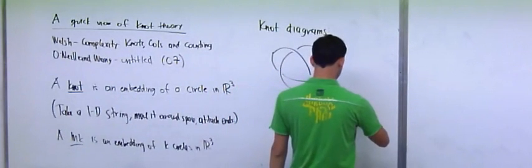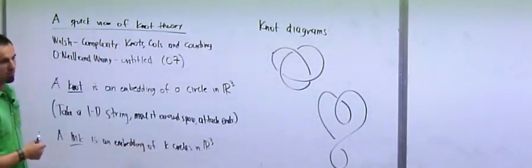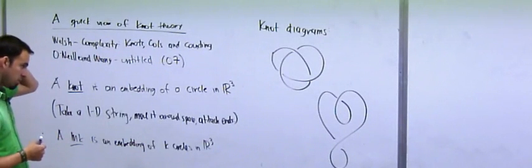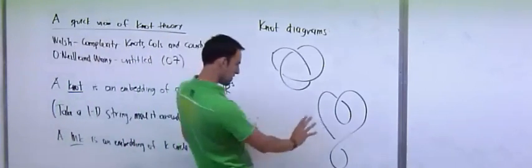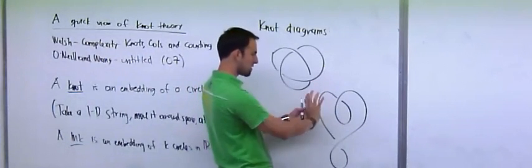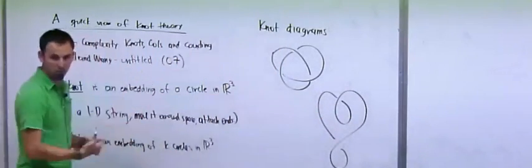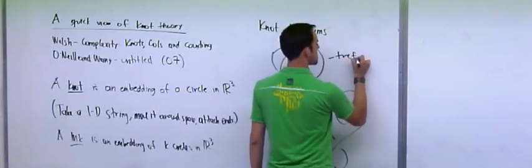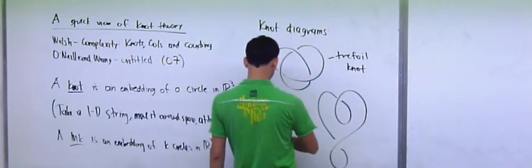Another knot, maybe this one. So that's another knot diagram. But if you stare at this diagram, you're going to see that actually this isn't quite a knot, because you can basically take this thing and undo it. You just have to flip this thing around, and then you get the unknot. So it's just a loop that is not knotted. This guy is called the trefoil knot, and this guy is called the unknot.